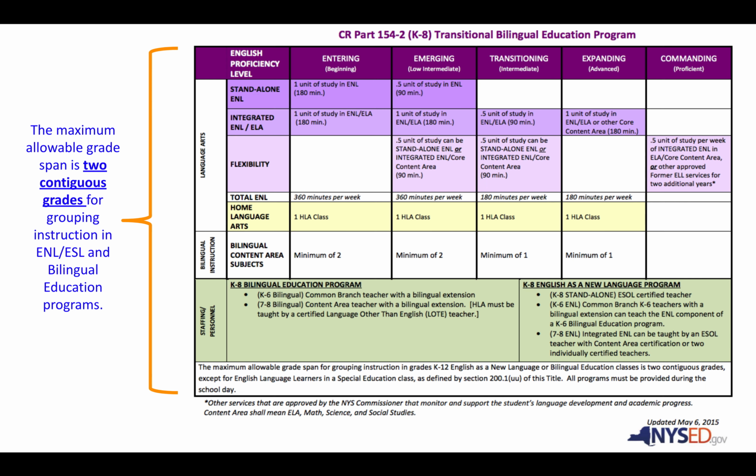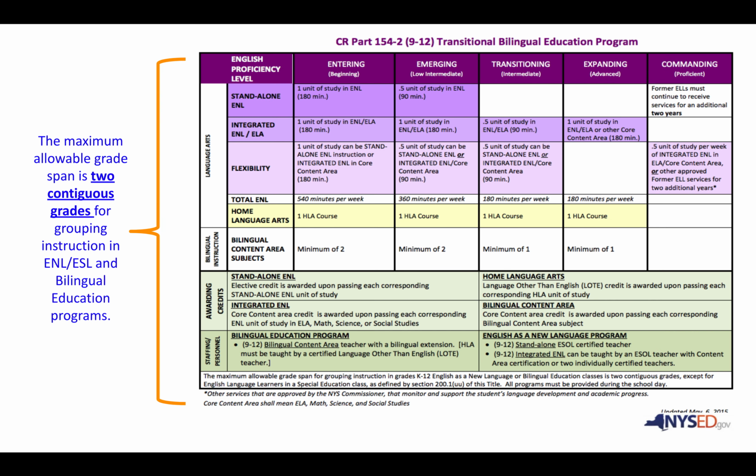This is the units of study table for transitional bilingual education programs for grades K through 12. Note that with the difference in the levels of proficiency and with the bilingual content area classes, there's a little bit of a difference as students increase in proficiency. Here's the 9 through 12 transitioning bilingual education program units of study.